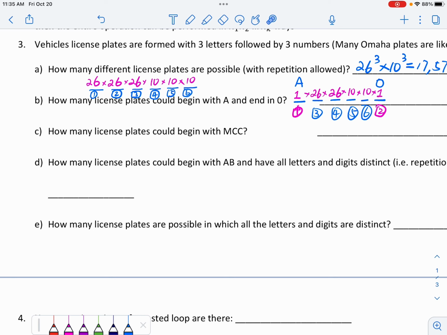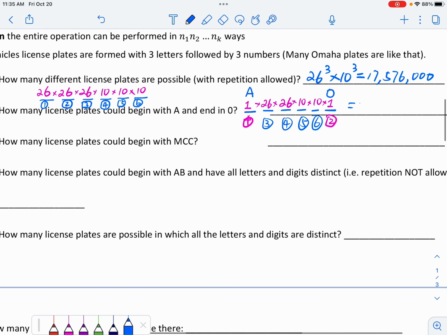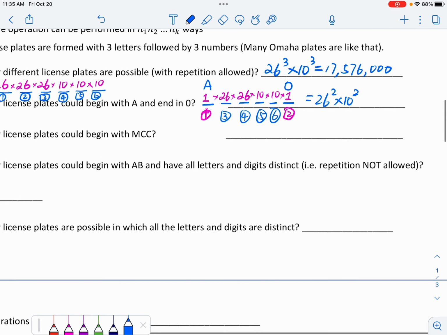Okay. Sometimes I don't even bother to multiply by 1. I just say 26 squared times 10 squared, which is 26 squared is 676, and times 100, which is 67,600. So that's how many possible license plates beginning with A and ending 0.